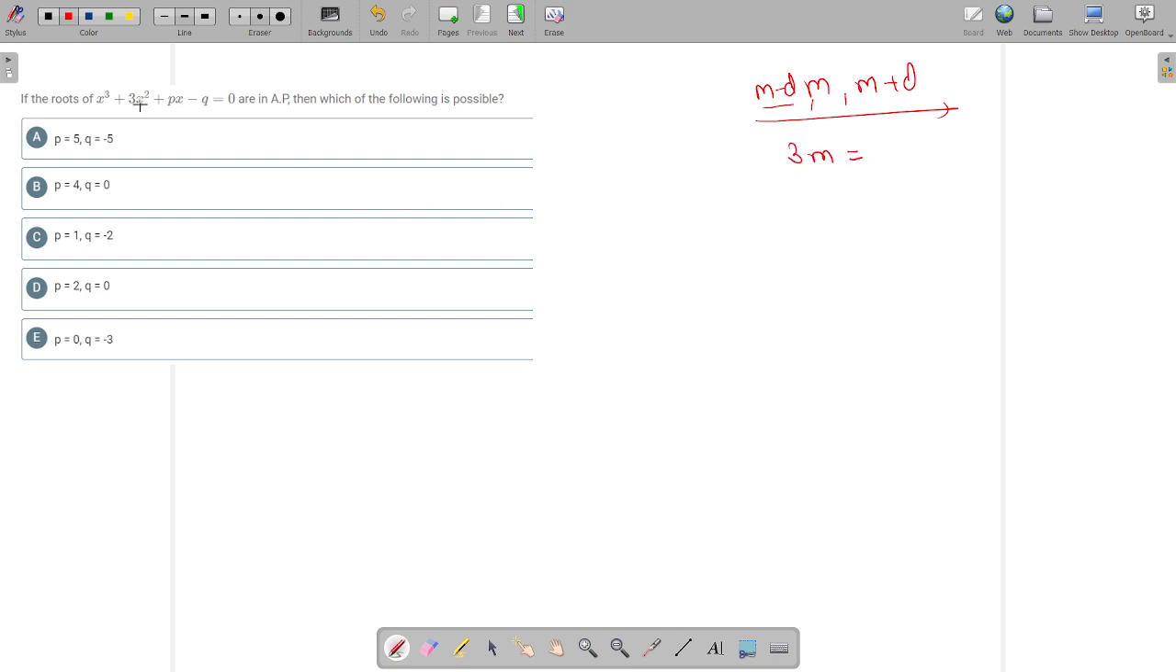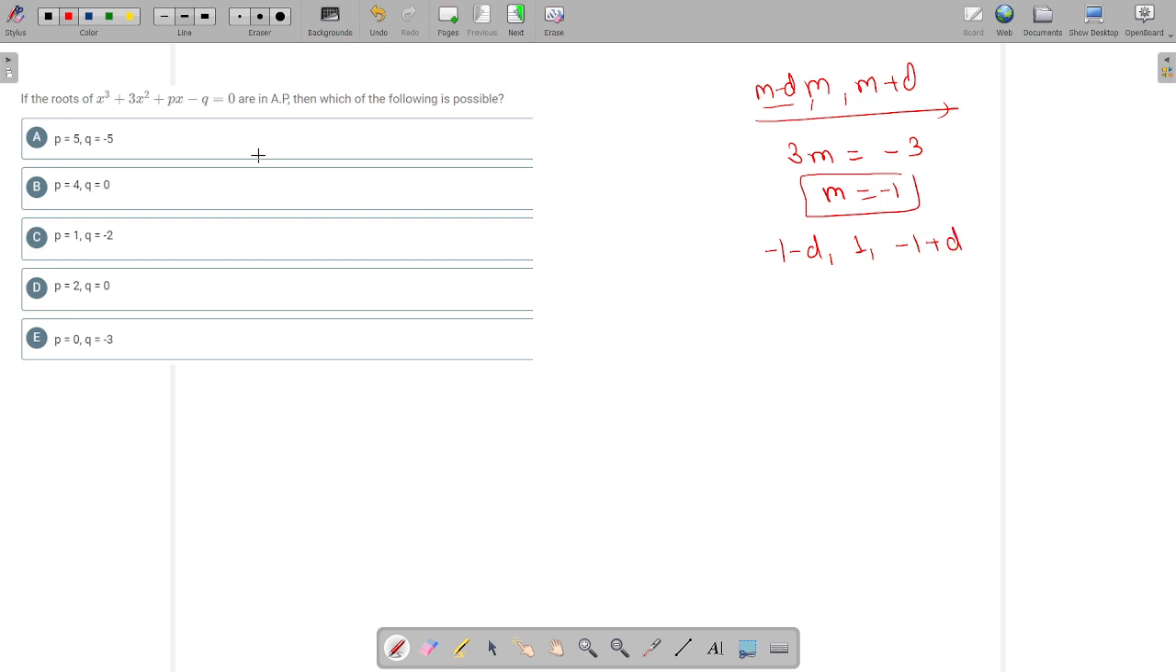This is basically what? Negative of the coefficient of x square upon the coefficient of x cube. The coefficient of x square is 6, so negative of 6 upon the coefficient of x cube, which is just 1. So we'll get the value of m to be minus 2. So roots are basically minus 2 minus d, minus 2, and minus 2 plus d.